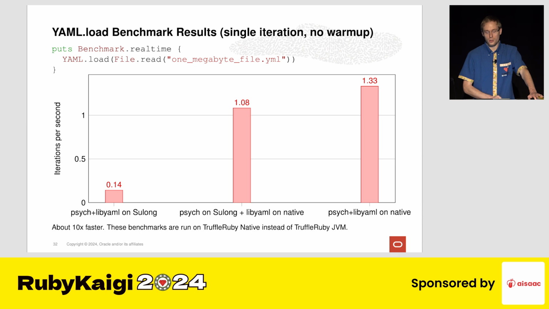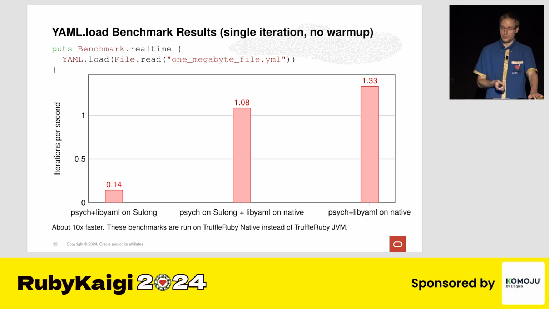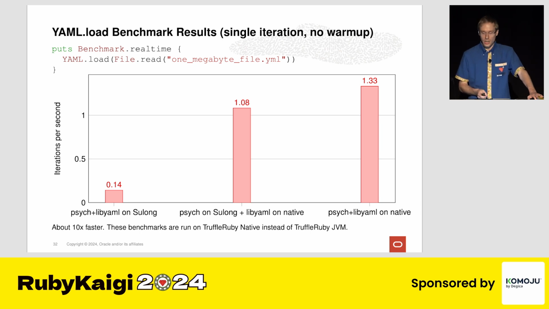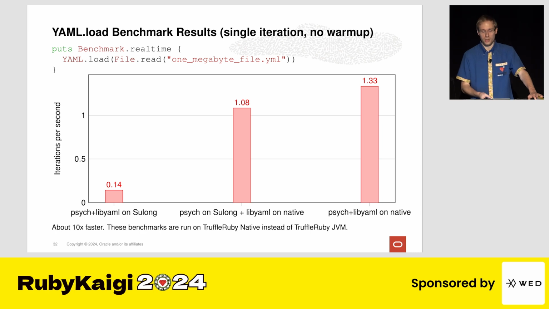If we look at YAML.load, now we see a completely different picture. Part of this is that this is measuring something different. Now we run a single iteration, and we don't have any warm-up. So we just measure the time it takes to load a 1 megabyte YAML file. And there's some extra complexity here, as YAML.load uses two things: there's Psych, and there's libyaml. Psych is the C extension, libyaml is the C library that actually does the parsing, but Psych converts this to Ruby objects. So we can have many variants where we run both of them on Sulong, or both of them natively, or in between.